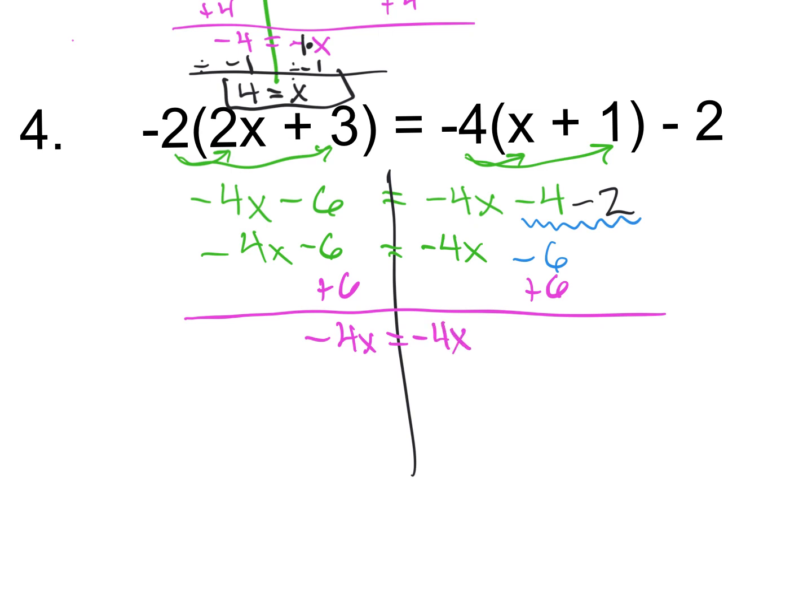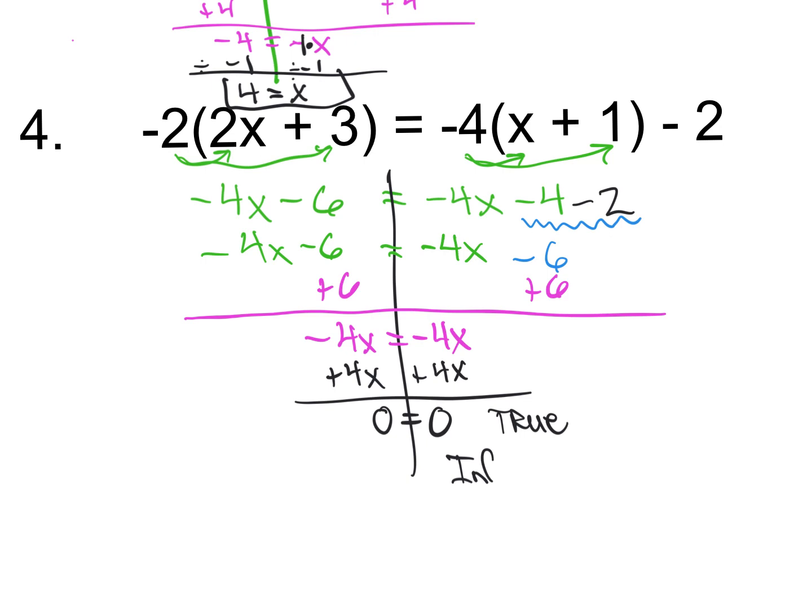And then I like to put all my variables on one side, so I'm going to add 4x to both sides. Right? And so we have 0 left over and we have 0 left over. Okay, so let's read this. My variable is gone. We're going to say, does 0 equal 0? This is true.